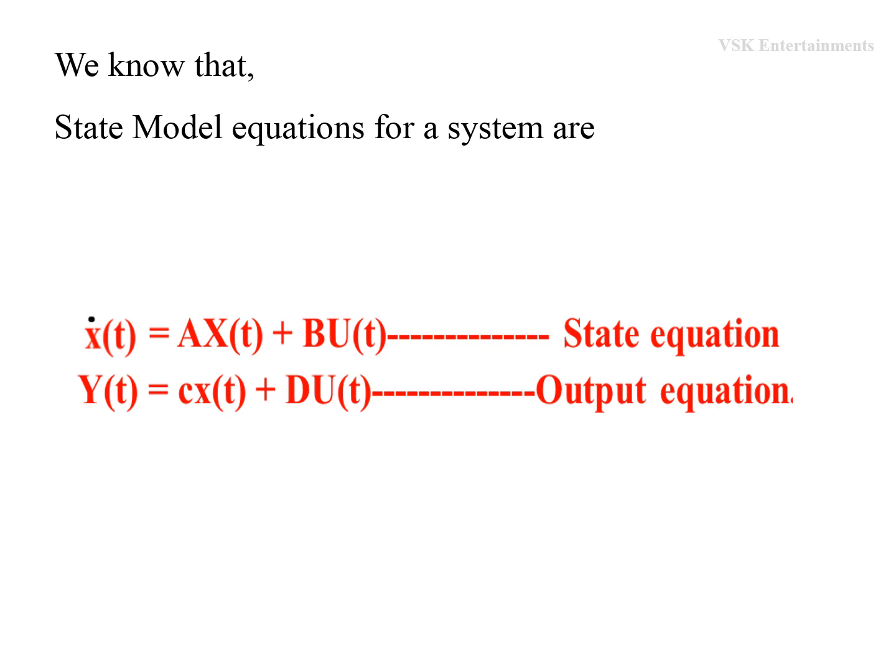Obtaining the transfer function from a state model is very simple but very, very important from the JNT point of view as well as from the GATE point of view. The state model represents two equations, that is, the state equation and the output equation. The state equation is given as x dot of t is equal to A into x of t plus B into e of t. Similarly, the output equation is y of t is equal to C into x of t plus D into e of t. The transfer function can be obtained just by applying the Laplace transform to the state equation as well as the output equation. After applying the Laplace transform, we just substitute the x of s in the output equation, and we will get the derivation for the transfer function.